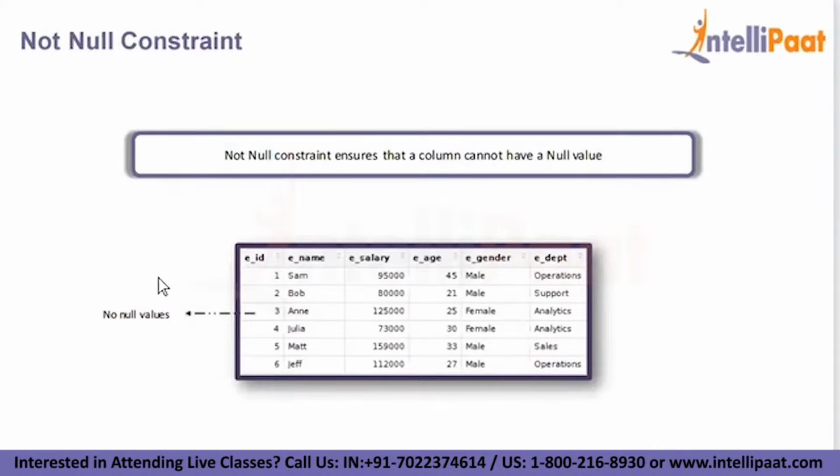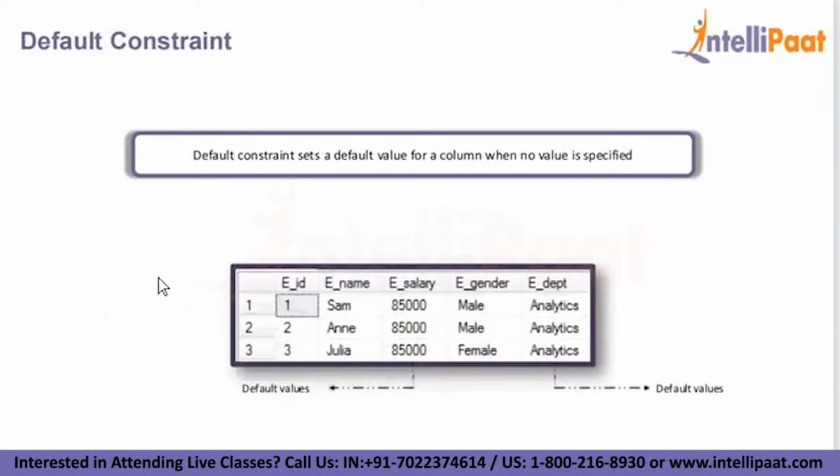Next is the default constraint. If you want to provide a default value, you can do it using this. Say you are not providing a value, the system itself has to take up some value. For that purpose, we can provide a default value. That is what we call a default constraint. So we are ensuring that some value exists for that particular record.